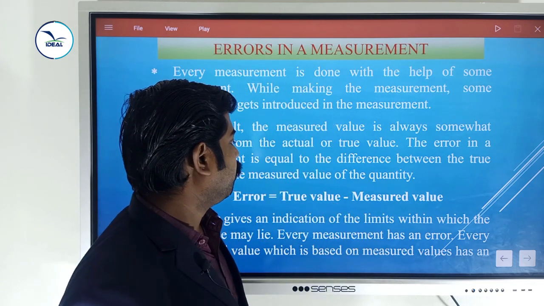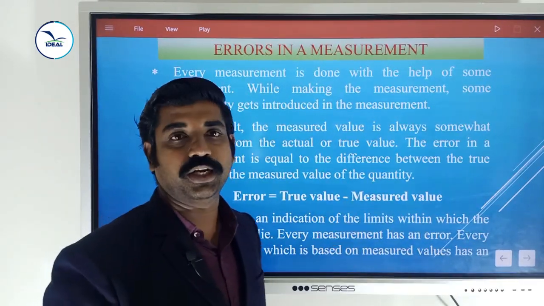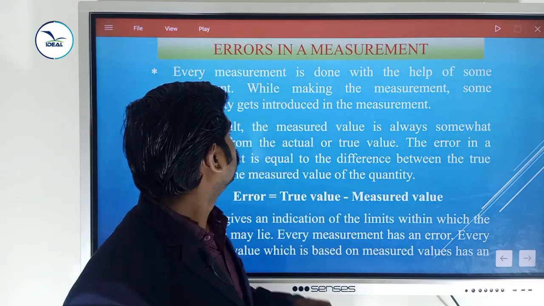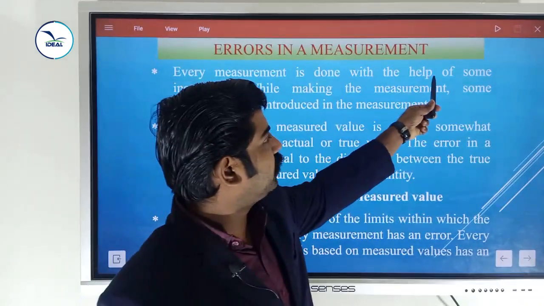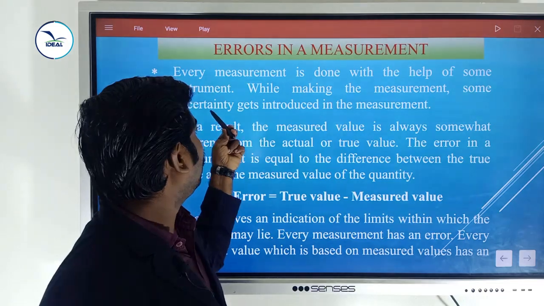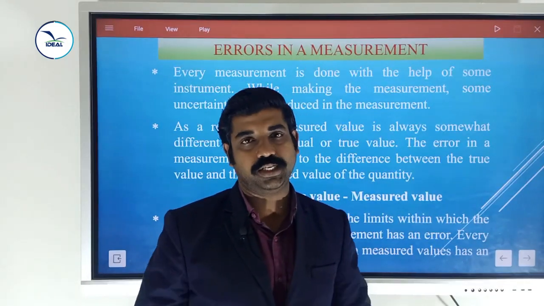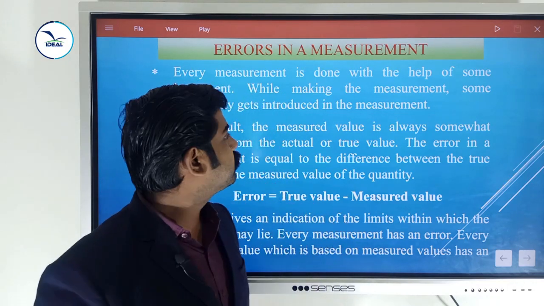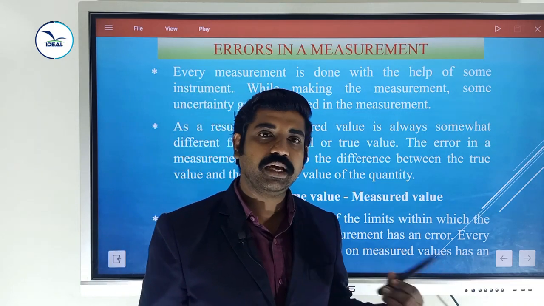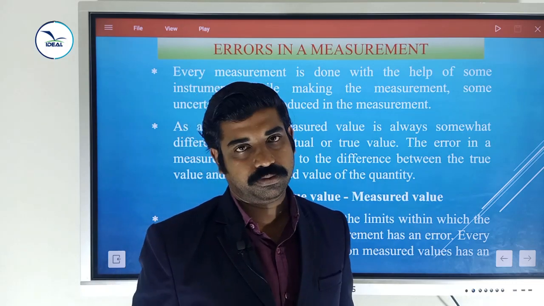So accuracy means the closeness of a measured value to the true value. There are some errors. Error is the true value minus the measured value. That change is called the error. Every measurement is done with the help of some instruments. While taking the measurement, some uncertainty gets introduced in the measurement. That uncertainty is called error. So every measurement consists of some errors.